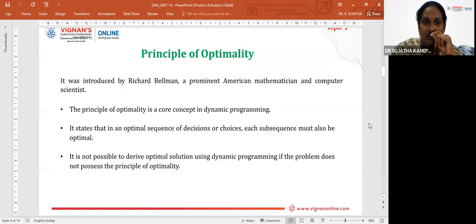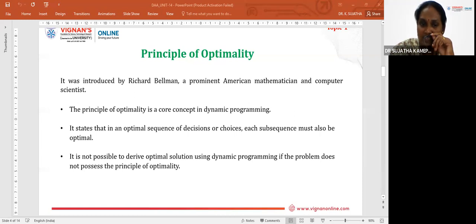Right. Now, let us see. This principle of optimality was introduced by the scientist Richard Bellman, a prominent American mathematician and computer scientist. The principle of optimality is a fundamental concept in the field of dynamic programming and optimization. This principle is a key idea used to solve optimization problems efficiently by breaking them into smaller and overlapping subproblems.